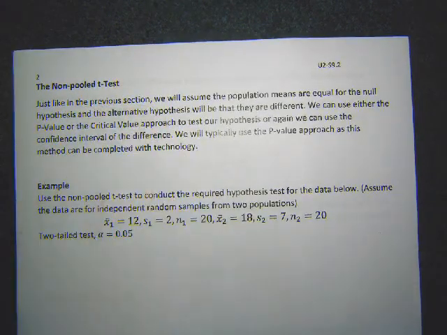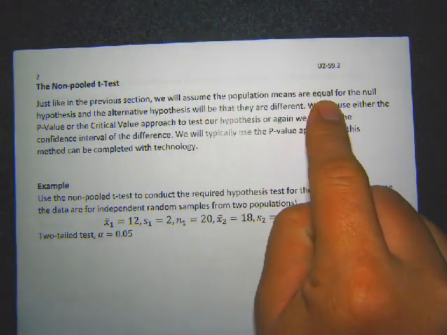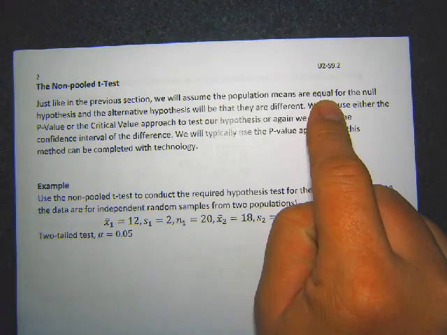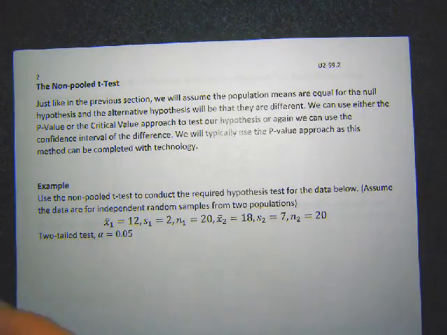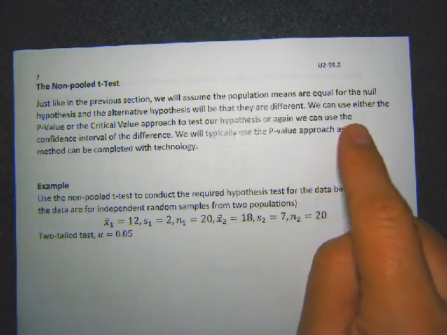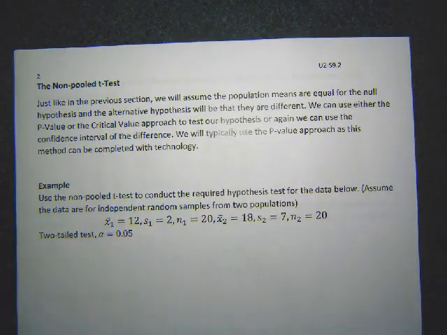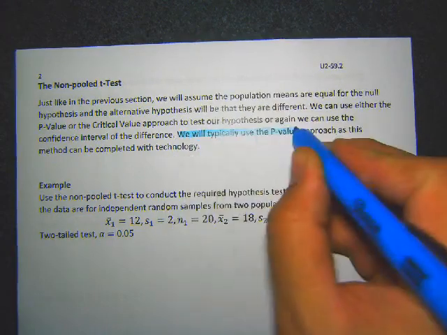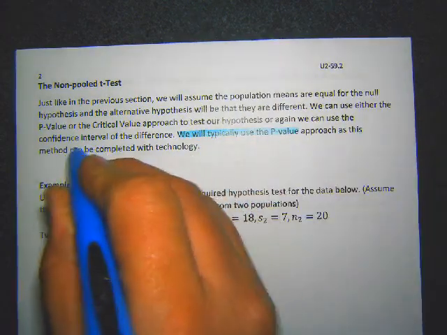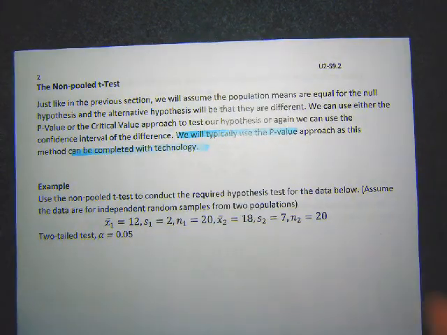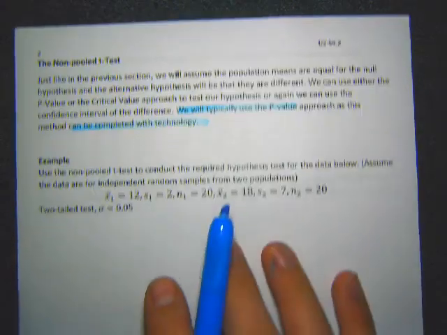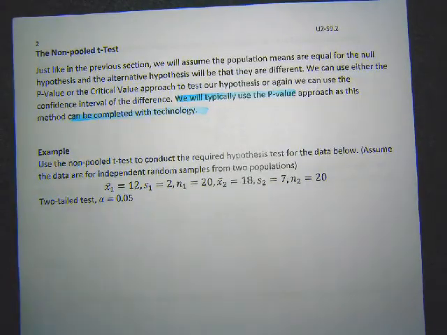So in the previous section, we assumed the population means are equal. So we said that the null is that the populations are equal, and the alternative that they're different: less than, greater than, or not equal to. And then we use the p-value approach. We're really just going to use the p-value approach because it can be completed with technology. But when we do this, we're going to do a non-pooled test.